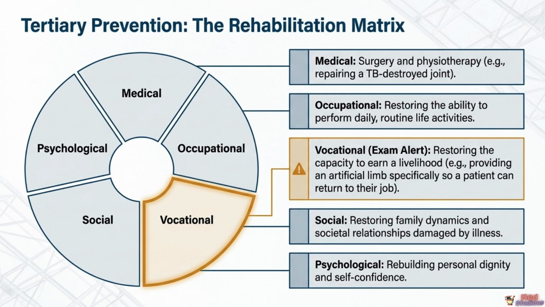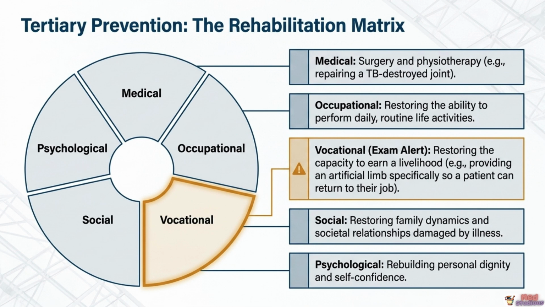Vocational rehabilitation is the most examination-important domain. It specifically focuses on restoring the patient's capacity to earn a livelihood. The classic examinable example is providing an artificial prosthetic limb, not just for mobility, but specifically so the patient can return to their previous occupation and resume economic productivity.